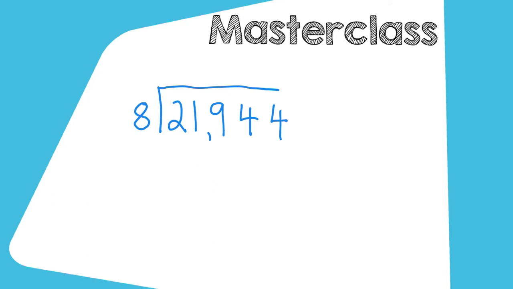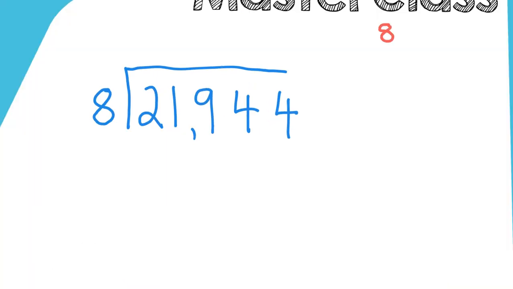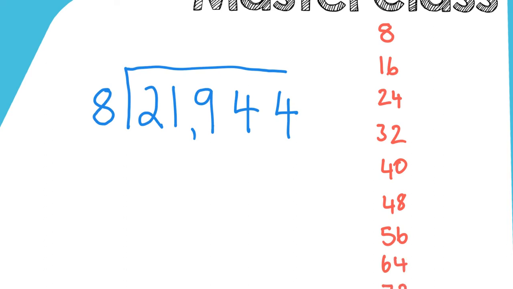So my first hack I'm going to get you guys to do is, as I said, if you're struggling with your 8 times tables, we're going to write them down the side. So we're going to say 8, 16, 24, 32, 40, 48, 56, 64, 72, 80.